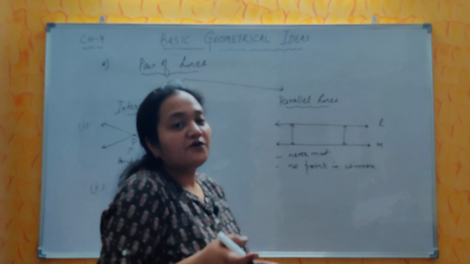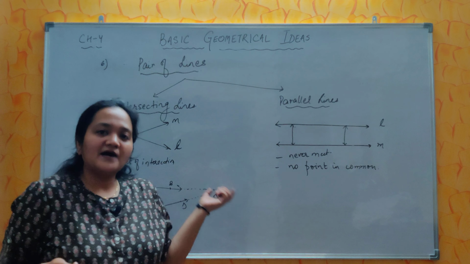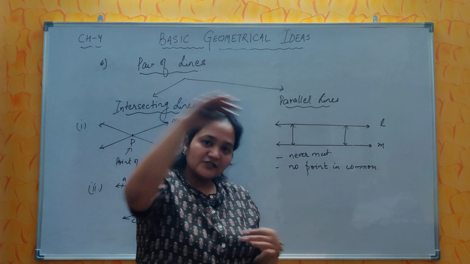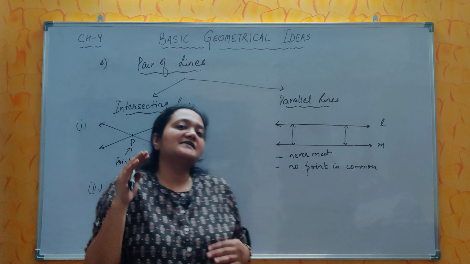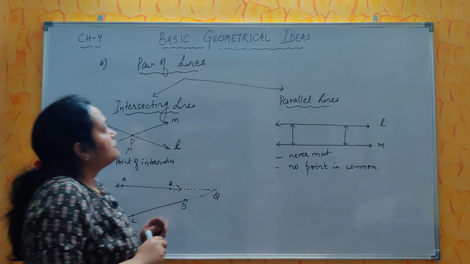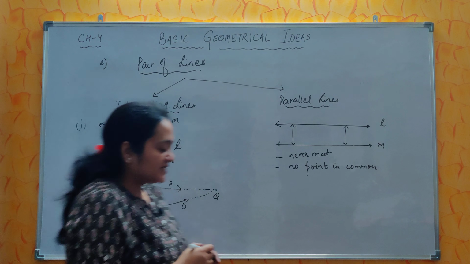If you see the tracks of a railway line, that is an example of parallel lines. Similarly, in a book, the opposite edges are an example of parallel lines. So these are the two pair of lines. Let's move further.